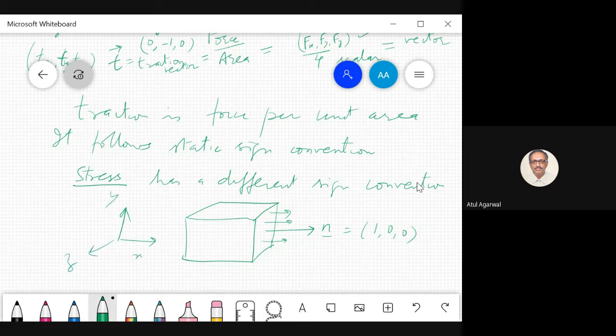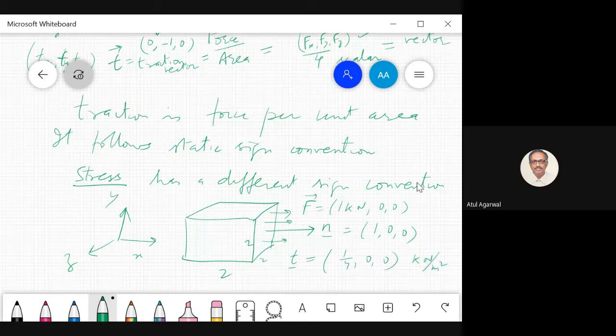Now what is my traction? Suppose this force is... okay. Net force becomes... this is my net force. And the area is, assume, 2 by 2. So your traction vector becomes... So this is 2 meter, 2 meter, 2 meter.